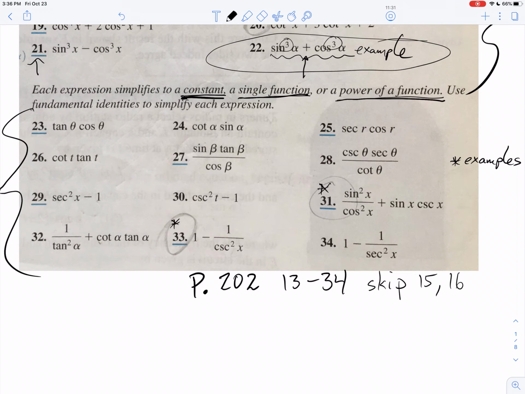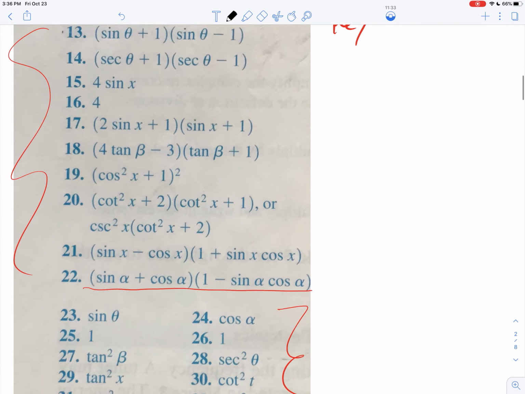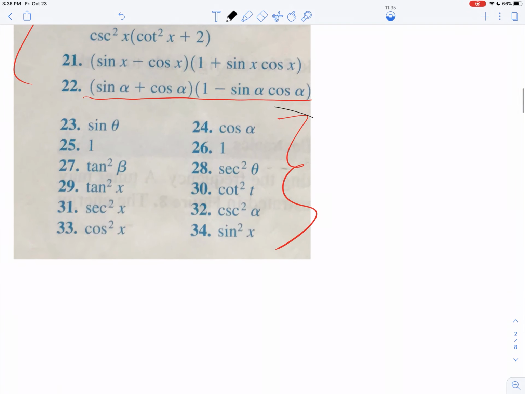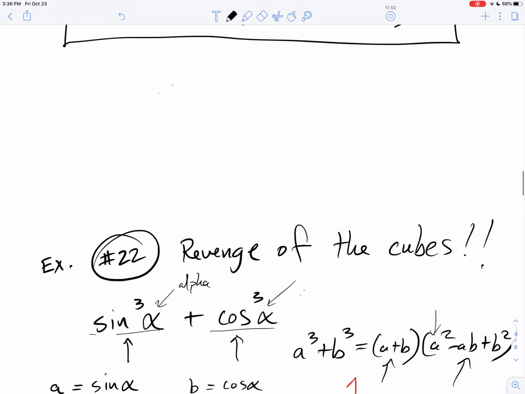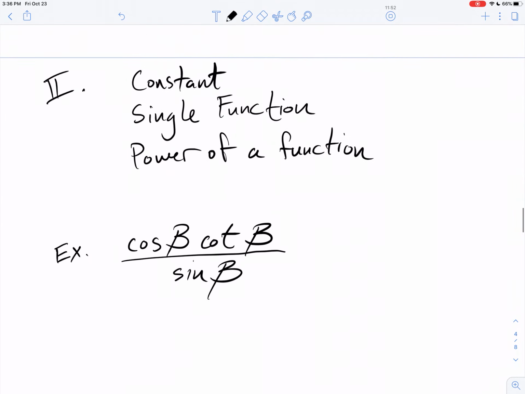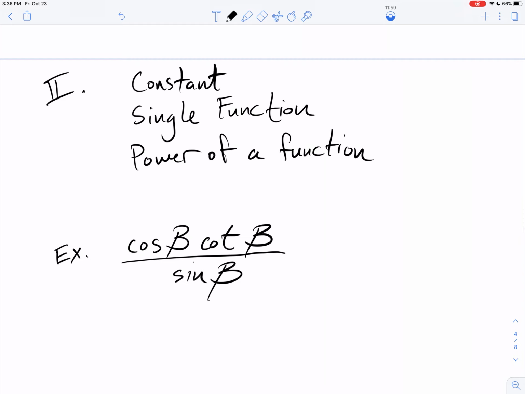Once again, like we did on page 195, you should probably have this answer key on your phone. Take a picture of it right now. And then when you're doing those problems, check and see if you match. It's going to make it so much easier. All right, so let's take a look at a couple problems like this. Oh, I passed the one. There it is. So, constant, single function, power of a function.